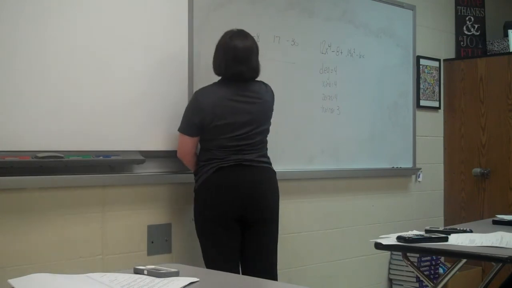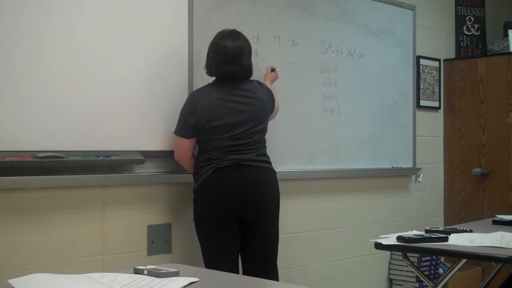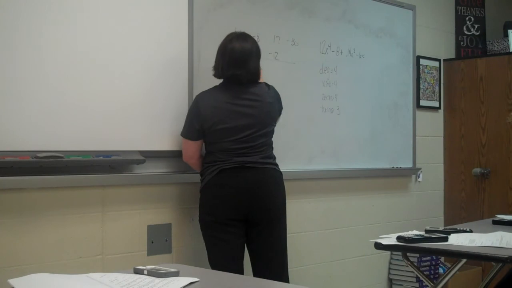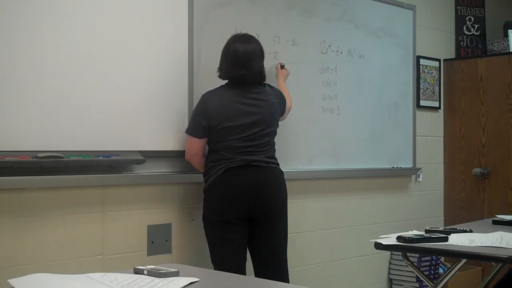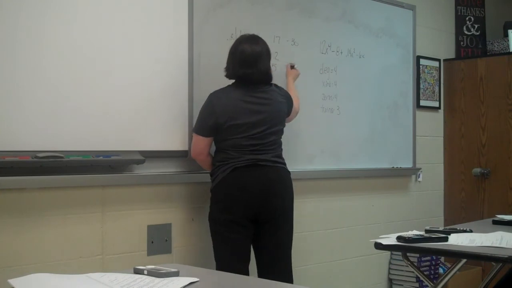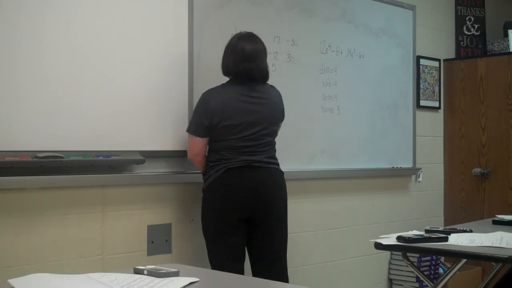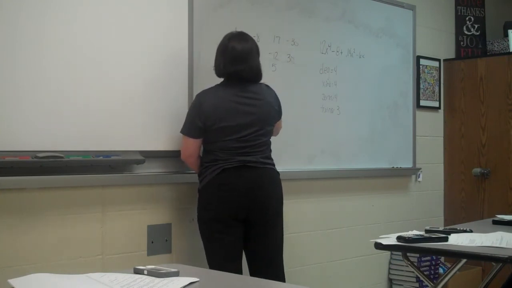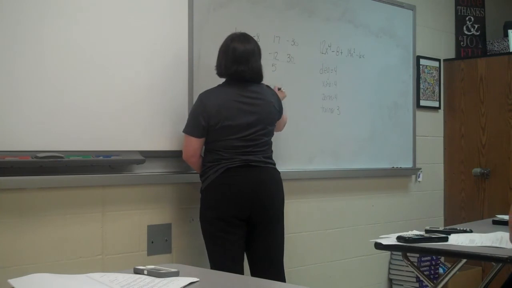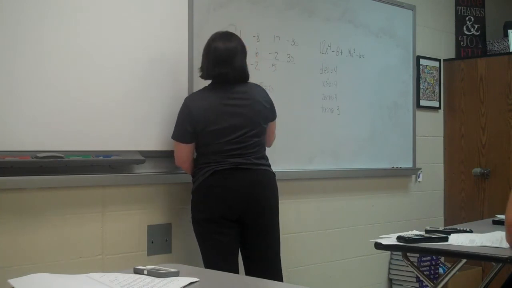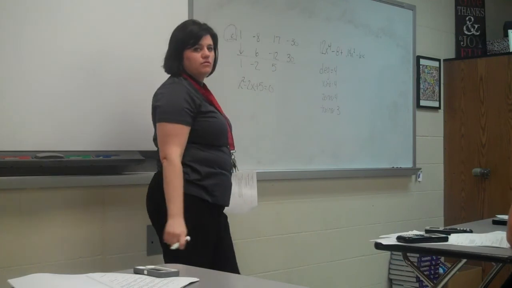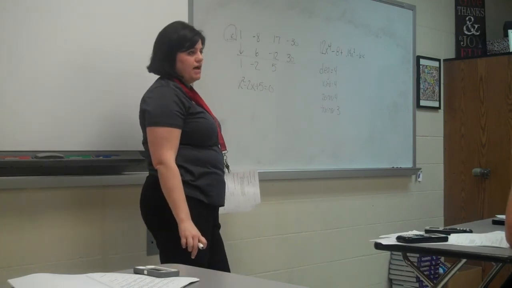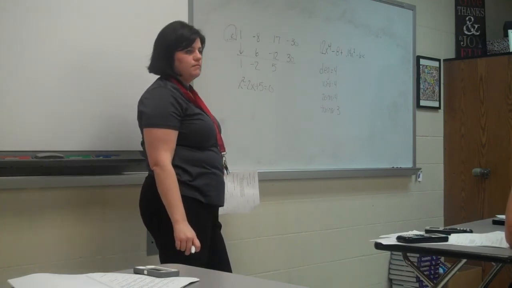Bring down your 1. 6 times 1 is 6. Add. 6 times negative 2 is negative 12. 17 plus negative 12 is 5. 6 times 5 is 30. So you get a remainder of 0. To your left, x squared minus 2x plus 5. So I know that 6 is a 0, and I'm going to find the other two zeros using x squared minus 2x plus 5.